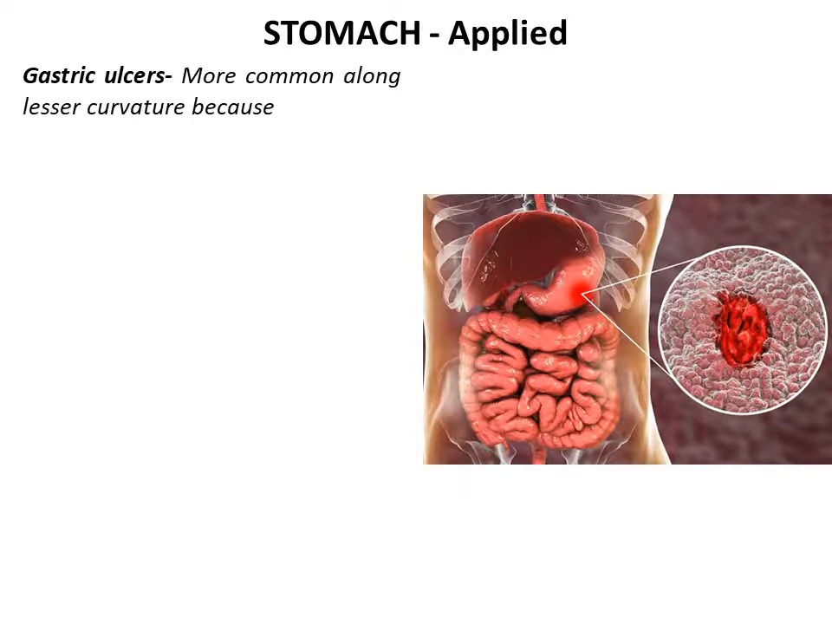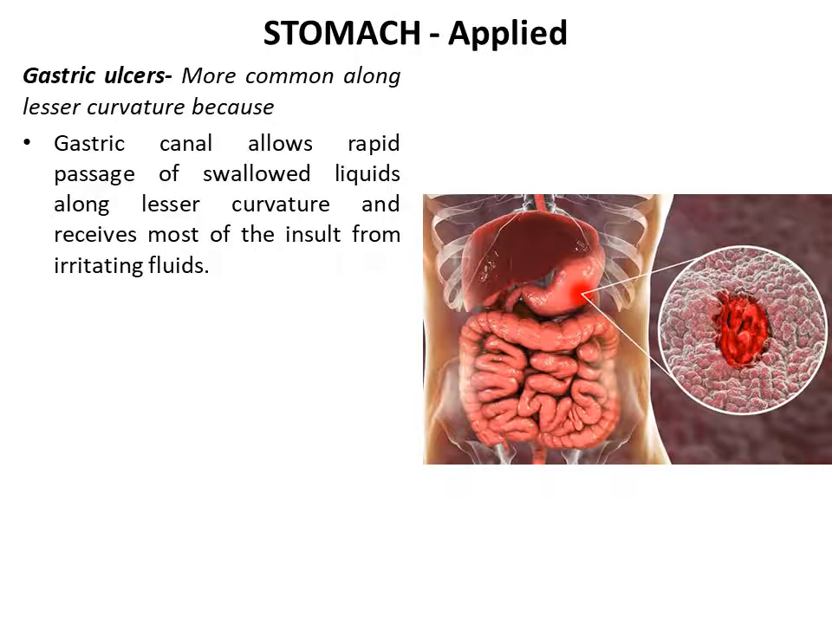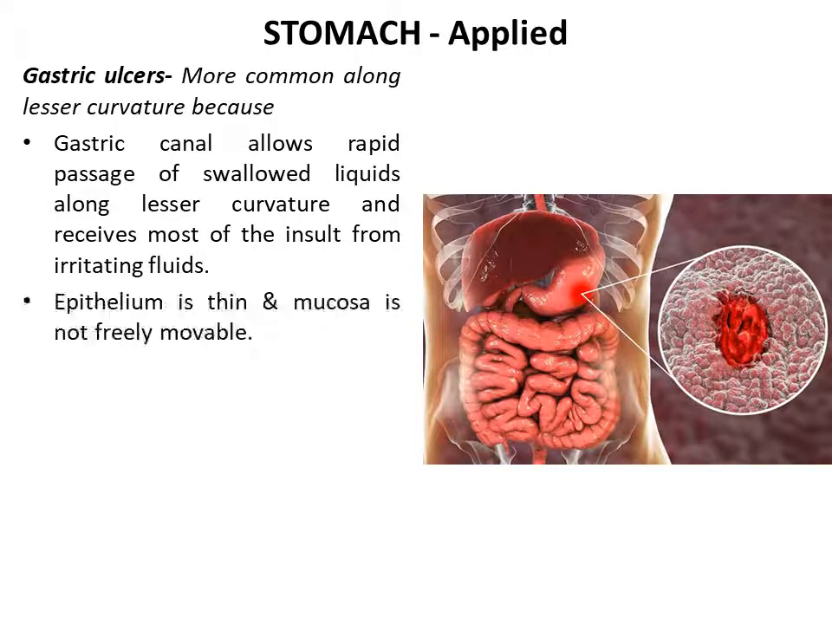Gastric ulcers or peptic ulcers. These are more commonly seen along the lesser curvature of the stomach because the gastric canal, which allows rapid passage of swallowed liquids along the lesser curvature of the stomach, makes this part subject to maximum insult of irritable liquids like alcohol and spicy food, thus making it vulnerable to the gastric ulcers. The epithelium in this region is thin and the mucosa is adherent and non-movable to the underlying submucosa. The blood supply is less and the nerve supply is abundant in this area.